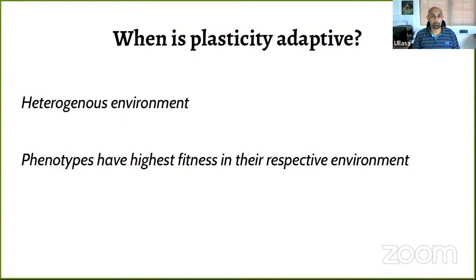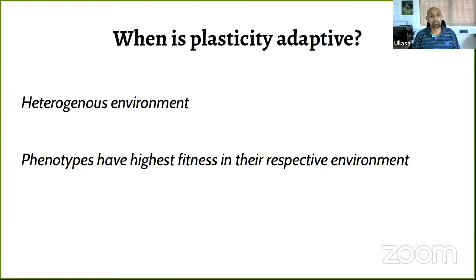Obviously, in many cases, you don't do it. You kind of make assumptions. For example, in the case of masquerade and so on, you can perhaps make an assumption that it is adaptive. For plasticity to be adaptive, you need to have at least two conditions. One is that the environment should be heterogeneous. A heterogeneous environment means the environment has at least two different types, right? So if there's only one single environment, then plasticity is not needed.